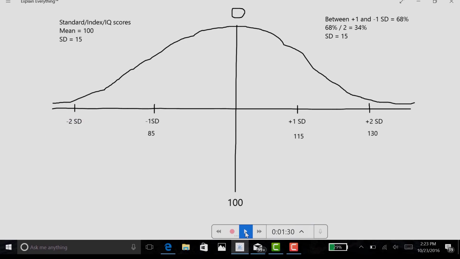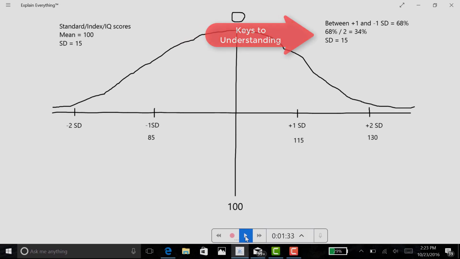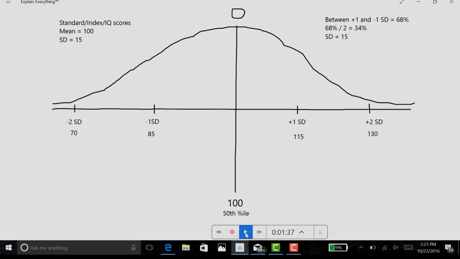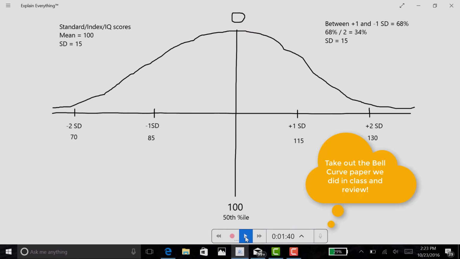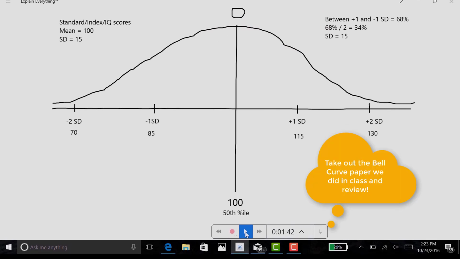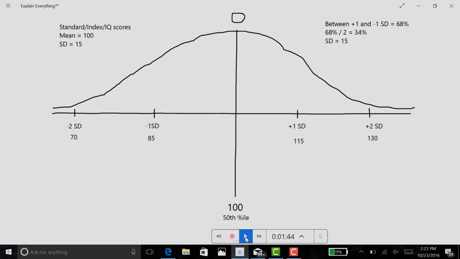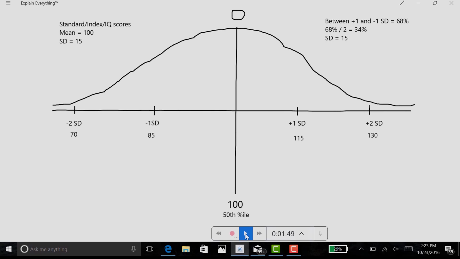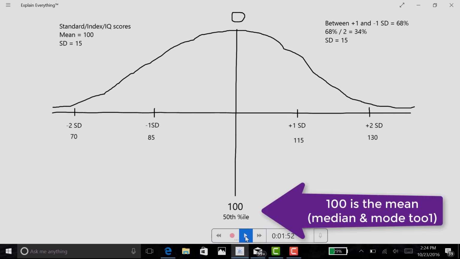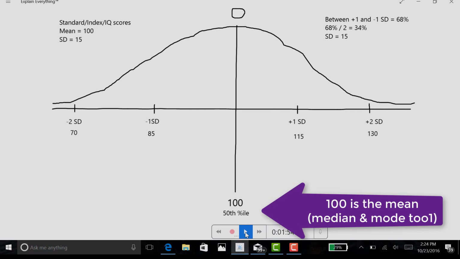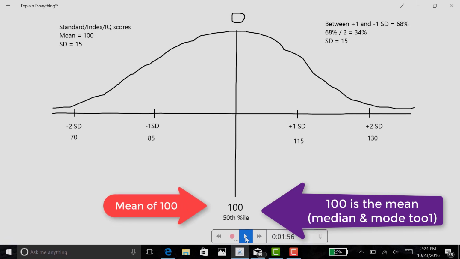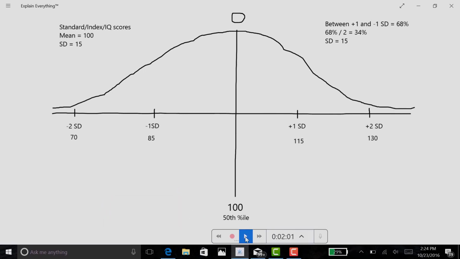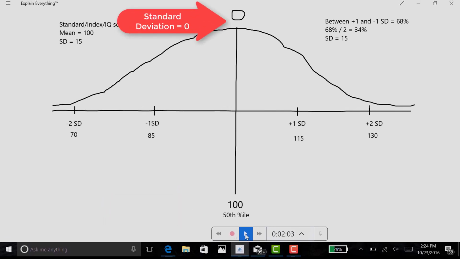In this diagram, the keys to understanding scores on the bell curve are written in the upper right and upper left-hand corners. Memorize these keys. The first key is, in typical standardized testing, which includes cognitive and achievement testing, a mean score is 100. You can see that we have written on the bottom of the page the score of 100. Since it does not deviate from itself, the standard deviation is 0, which is at the top of the page.